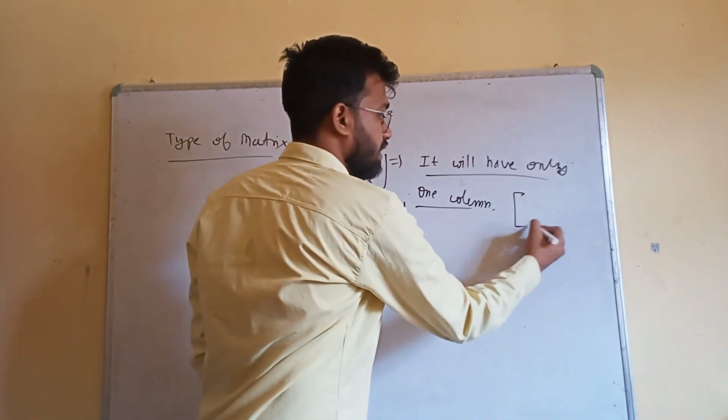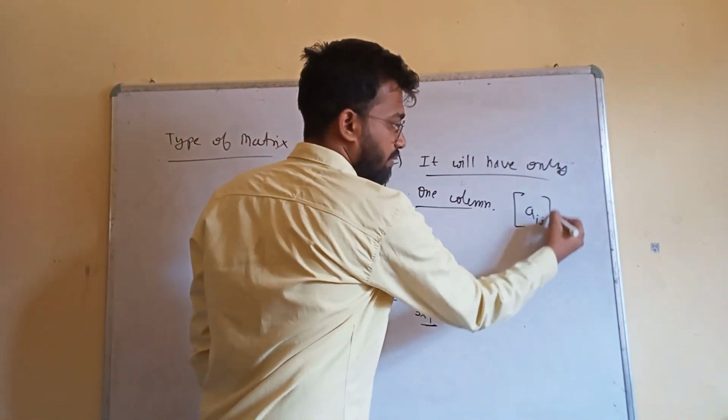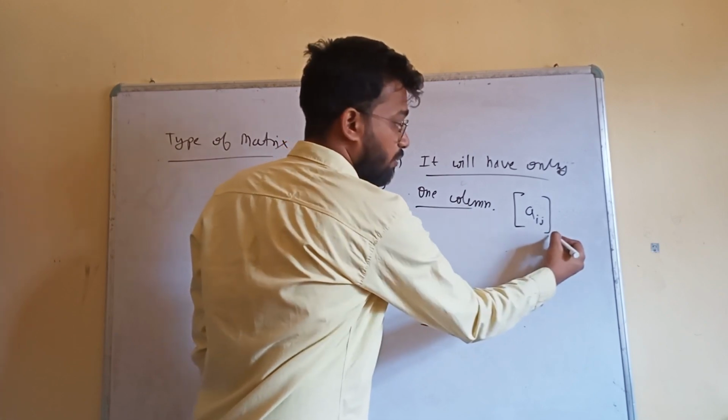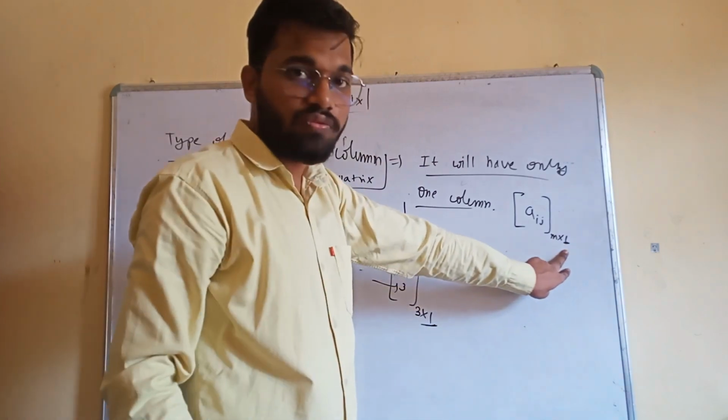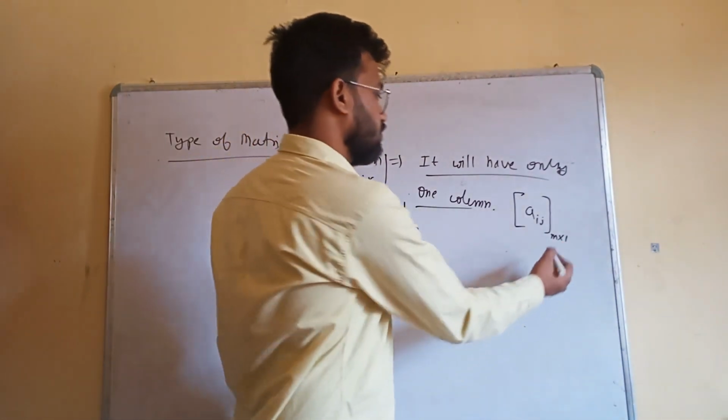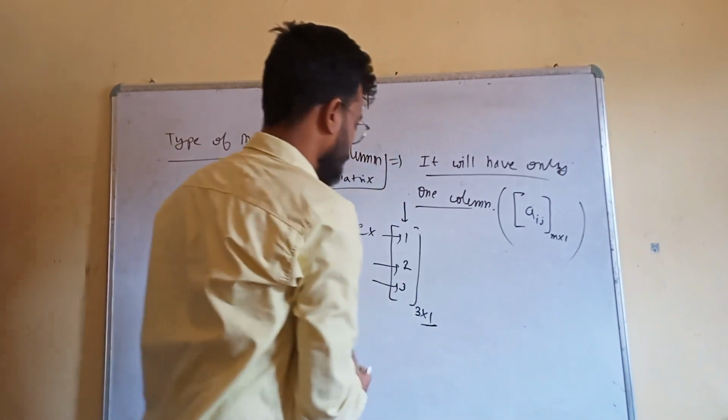In general form, I can write like this. A_ij, it is the general element, and what will be the order? Order will be in this format, m cross n, m cross 1. This is the representative number of columns, so it is 1. So this is the general representation of column matrix, and this is the example.